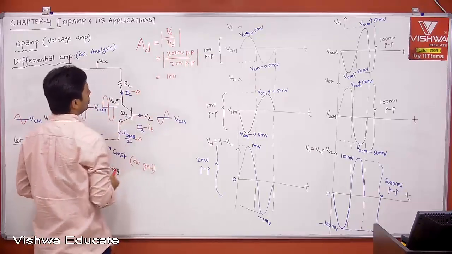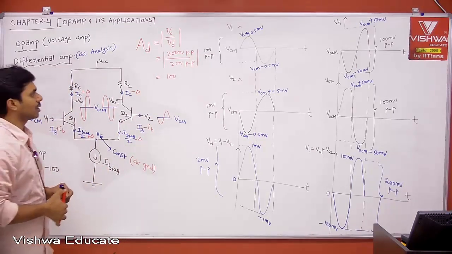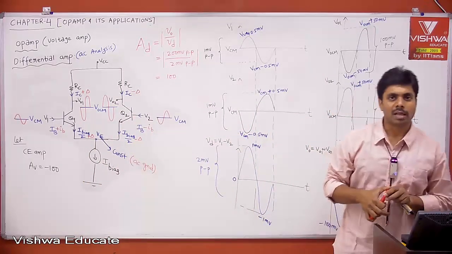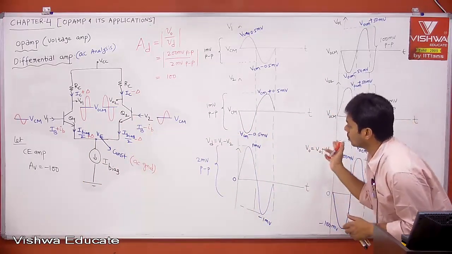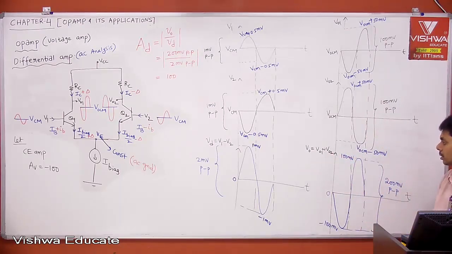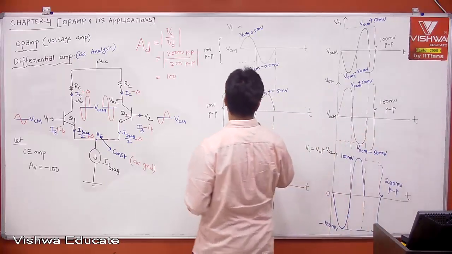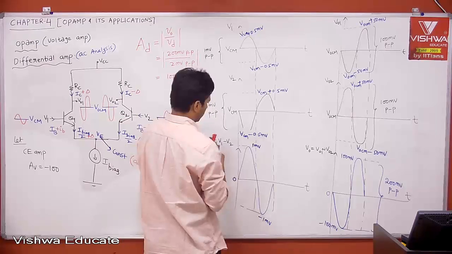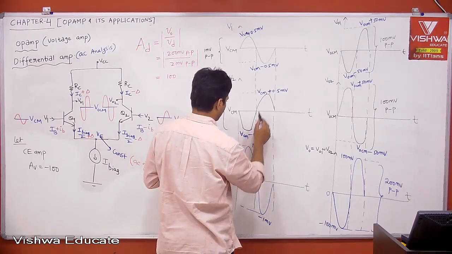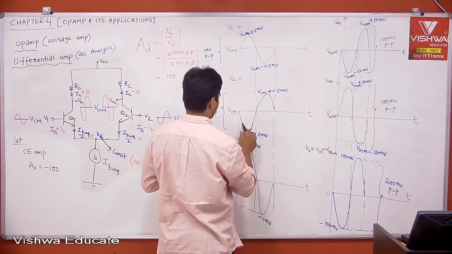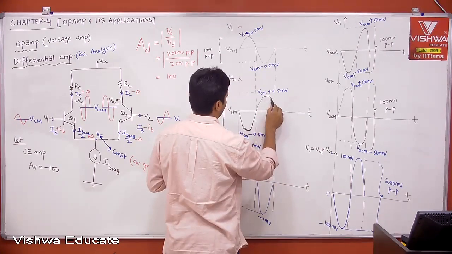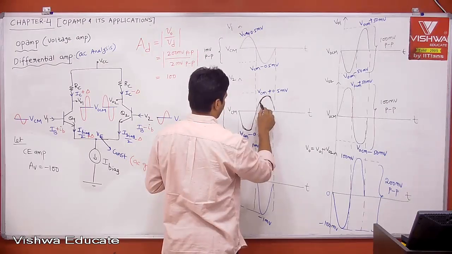If I take magnitude, that is 100. Therefore, the differential gain is the same as the single-ended gain. It is not changing. That is what I want to say. Mathematically we can prove that, and using waveforms also we can see that. Try to represent. These are all a little bit bigger, right? To sine wave only.